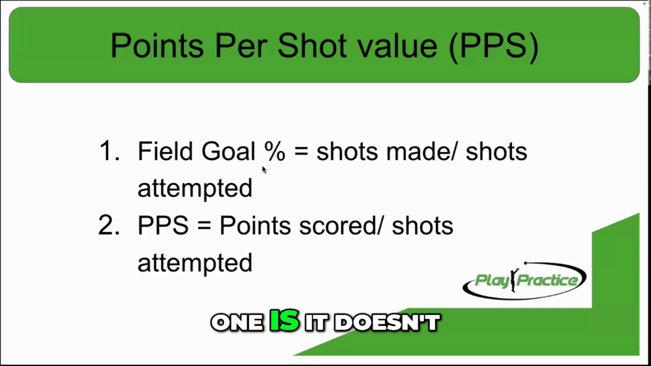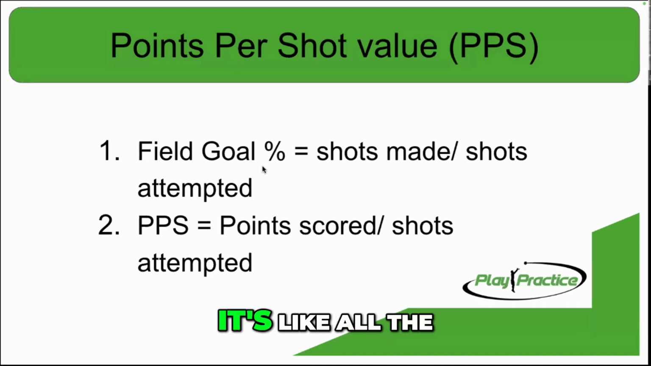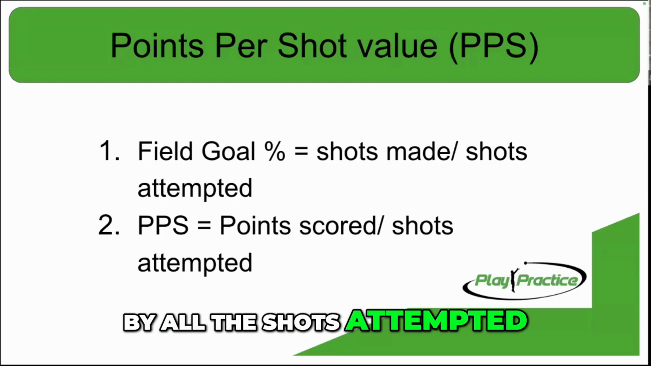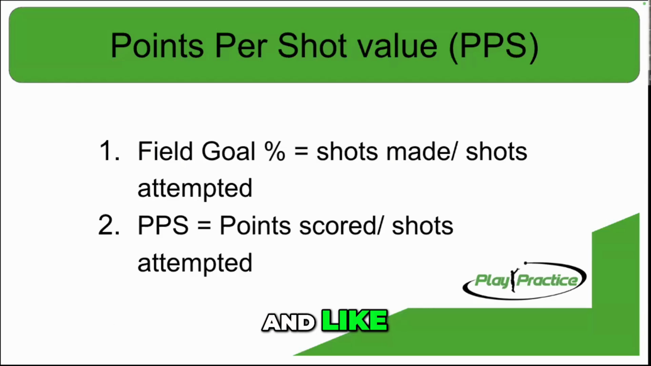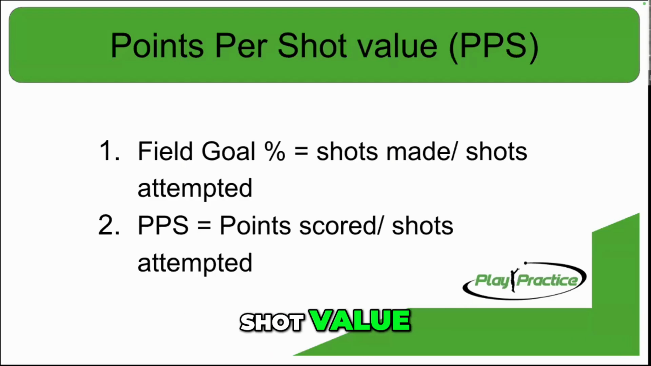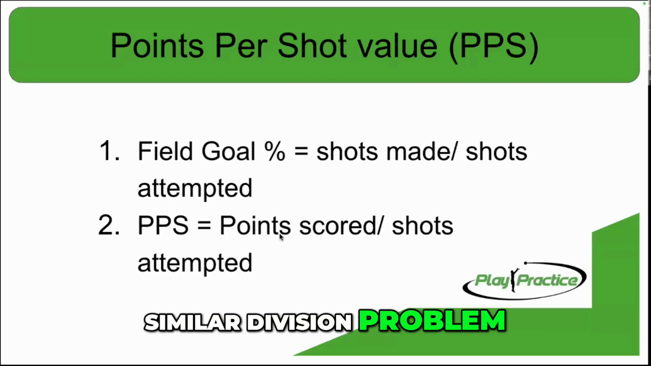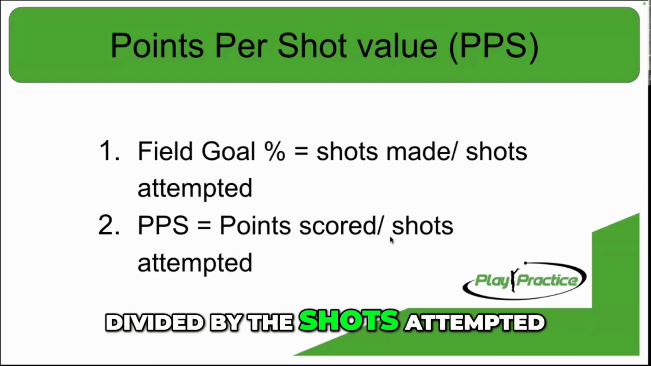The problem with that one is it doesn't allow us to compare things, right? It's kind of a big blanket. It's all the shots made divided by all the shots attempted. It doesn't tell us twos versus threes and layups versus three pointers. It's too generic to give us much good information. And so my favorite upgrade on that is to use points per shot value, which is a very similar division problem. It's just the number of points you scored divided by the shots attempted.